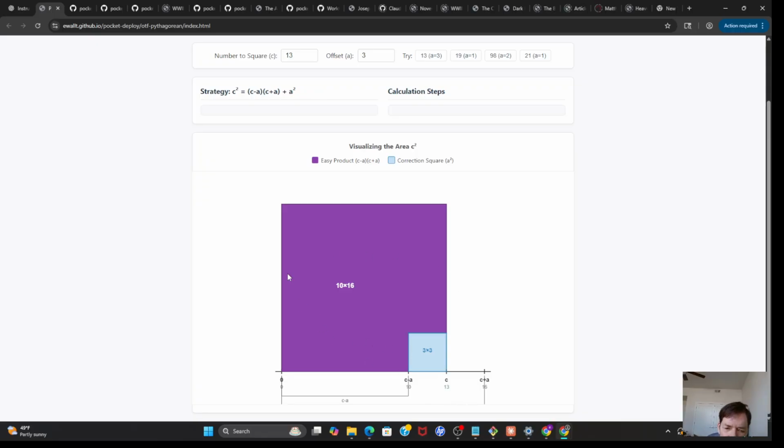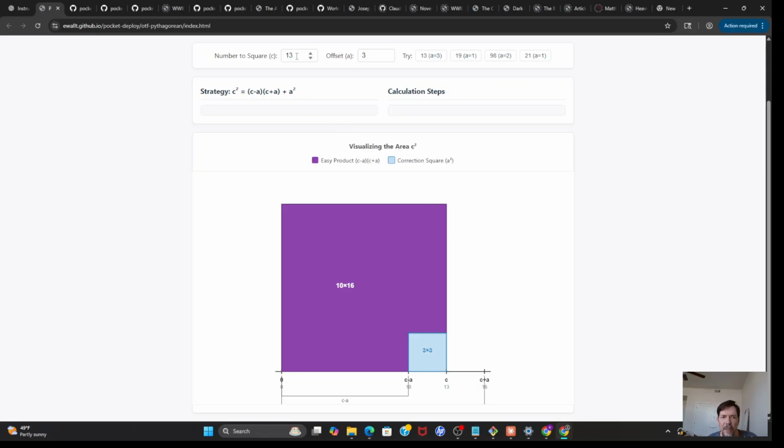So this is the same identity that we were looking at, where you have the product of the endpoints, c minus a times c plus a, plus the distance squared from the endpoint to the midpoint equals the midpoint squared. So this is the visual representation of that. And then what we're going to do is for any square we want to mentally figure out, we just choose a nice number for the small square so that the math is easy. So I'll give a couple examples of that.